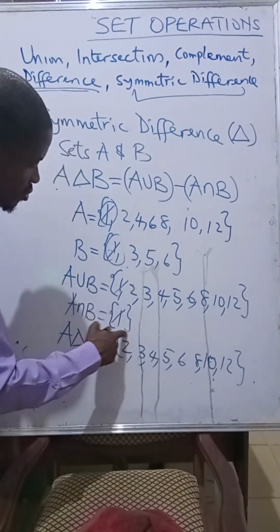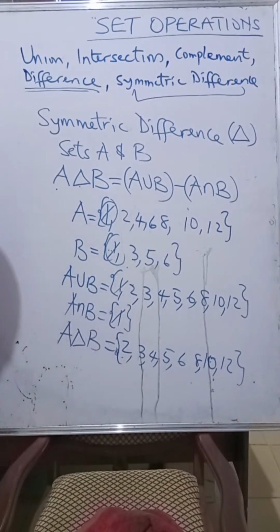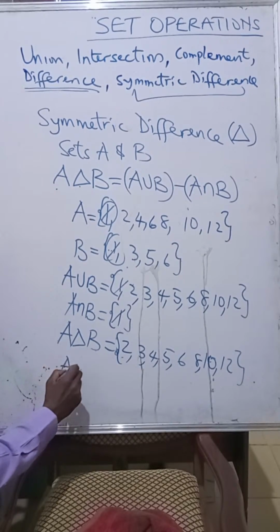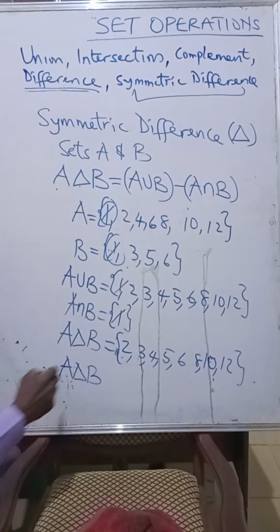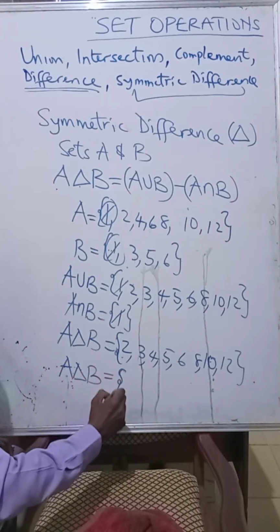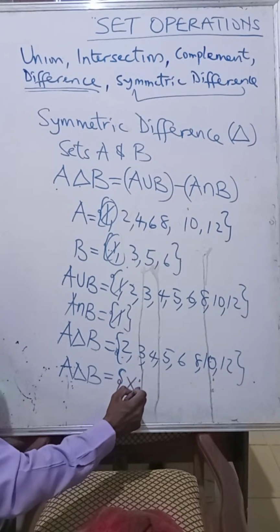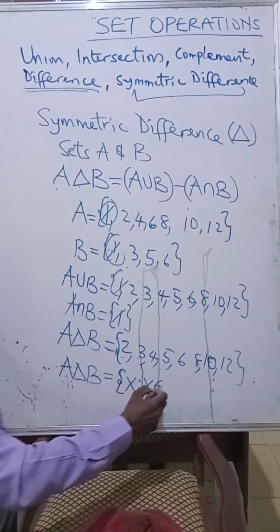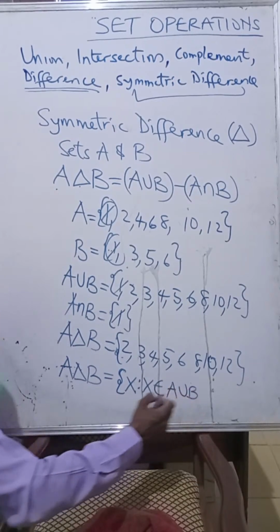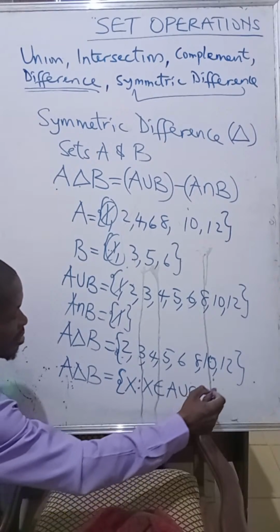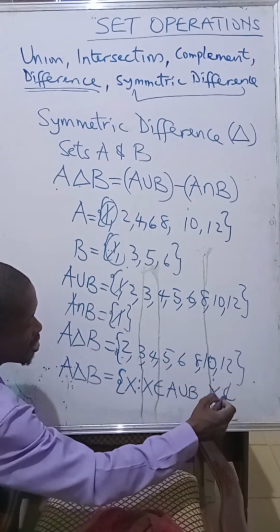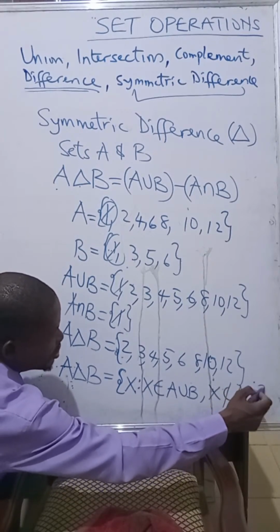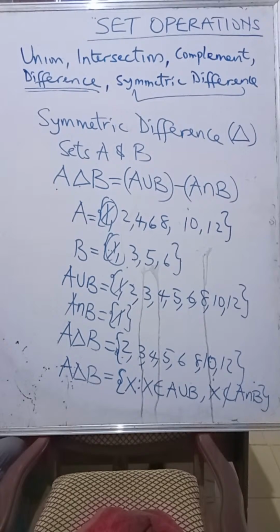So that's the symmetric difference. We can say A delta B is equal to, in set notation, x such that x belongs to A union B, and x does not belong to A intersect B. So that's that on that case.